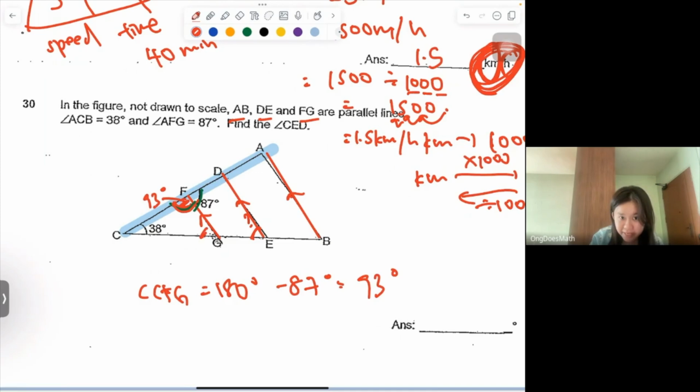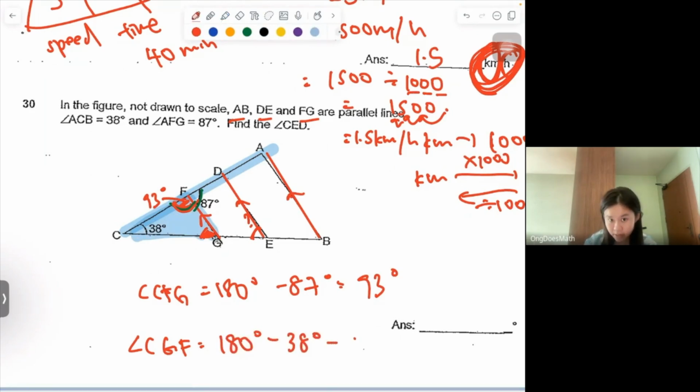Now we can find this angle. This angle over here is CGF. To find CGF, we can use angle sum in a triangle. And angle sum in a triangle always adds up to 180. So all the angles in this triangle add up to 180. So we just have to take 180 minus 93 degrees. That should give you 49 degrees.